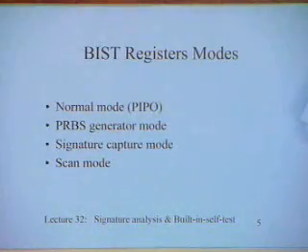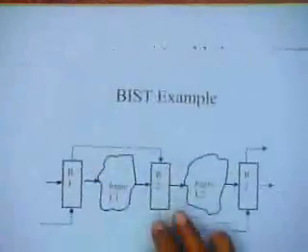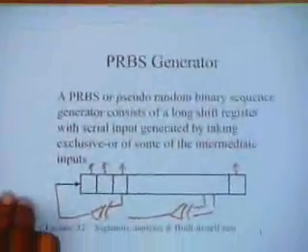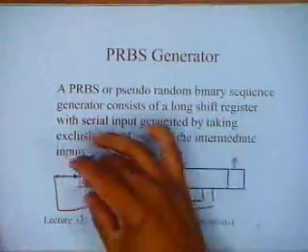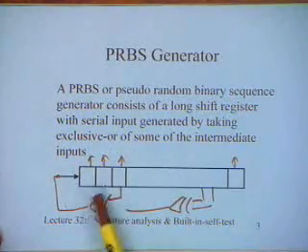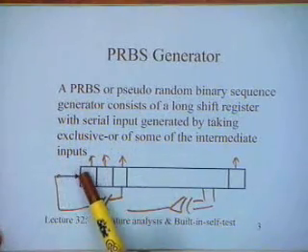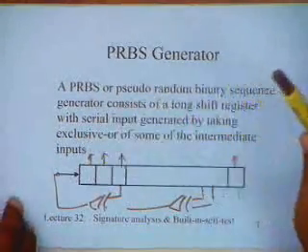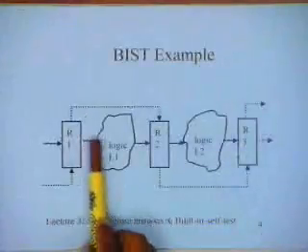Then there is a PRBS generator mode. I give some mode input to this register, and this register will act like the PRBS generator I have talked of here. It will act like a serial shift register. It will not take a parallel input. It will take a serial shift, and this feedback will get connected, and this output that is going to be generated is the same parallel output as here.